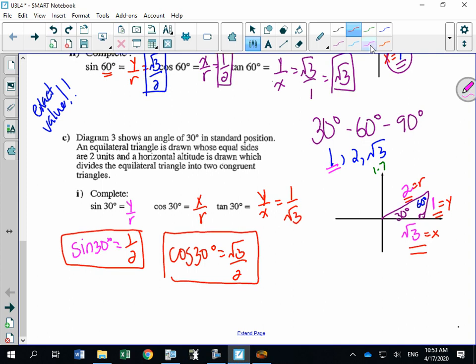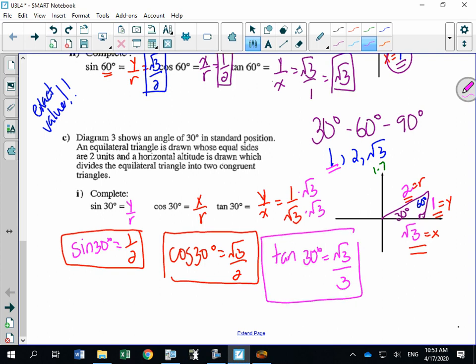Let's rationalize this. And if we rationalize it, the tan of 30 degrees is root 3 over 3. Okay? And this is going to come into play in 30-1 in a major way with something that's called the unit circle.